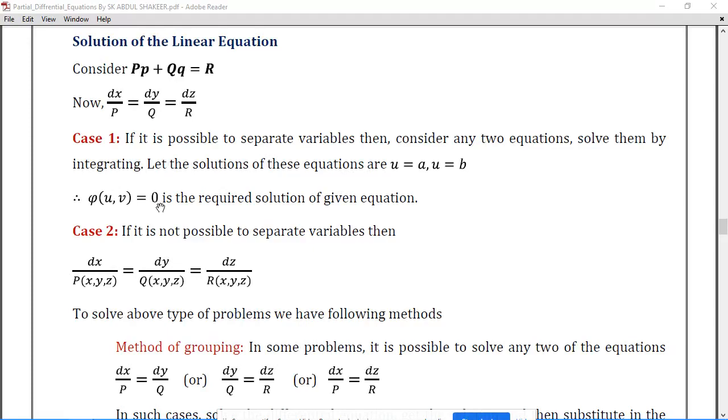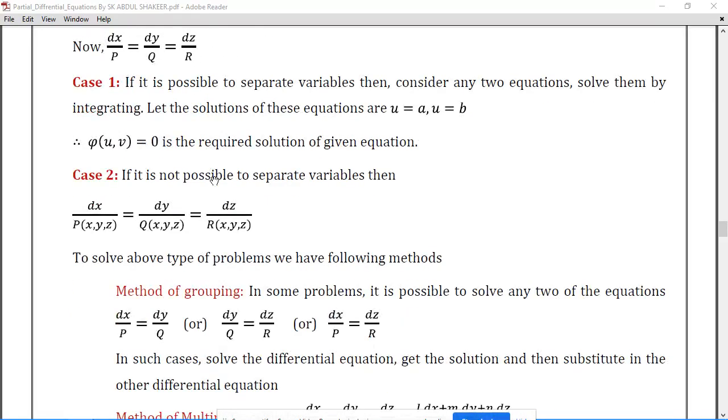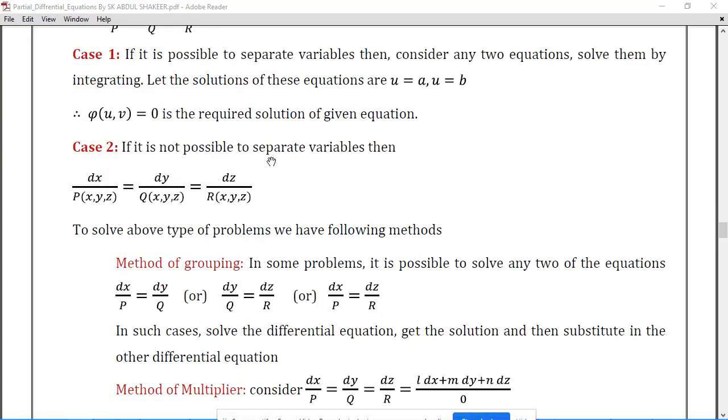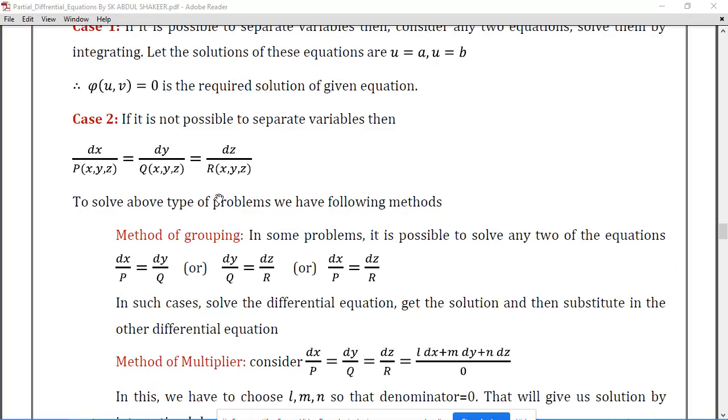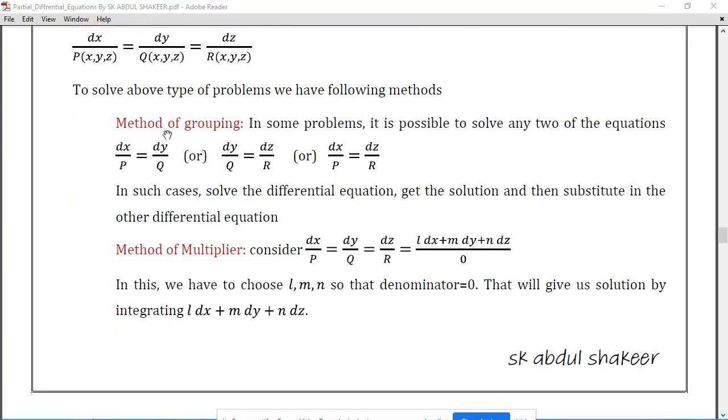This is the required solution for the given Lagrange's linear equation in the form Pp plus Qq equal to R. Suppose it is not possible to separate the variables. This is Lagrange's equation, and this is the auxiliary equation of Lagrange's equation. Now to solve this problem, we have the following methods. The first method is the method of grouping and another method is the method of multipliers.